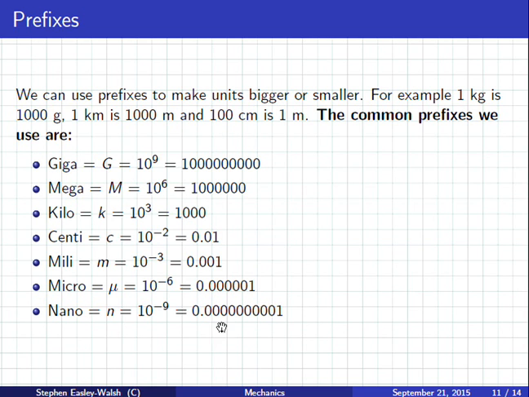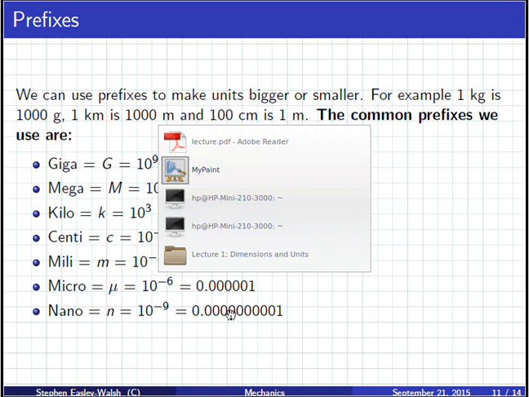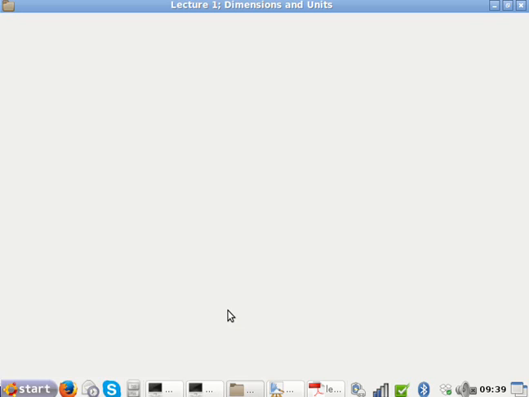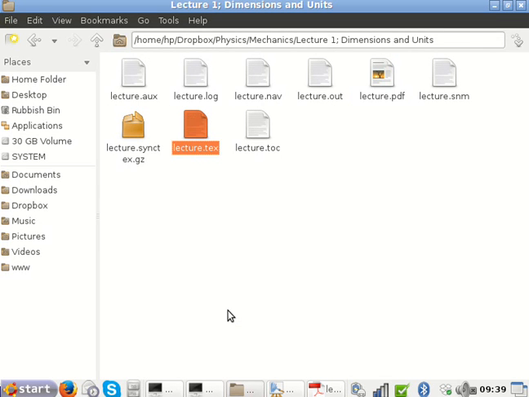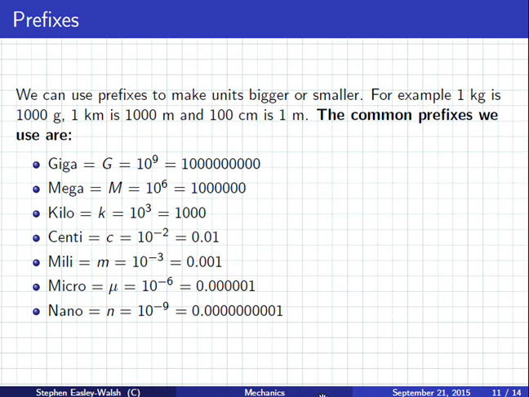This last one here, I have too many zeros in it. I'll need to get rid of one of them. Well, I'll fix it in a minute when you finish writing it down. So just remove one of those zeros there. I'll cover it up.